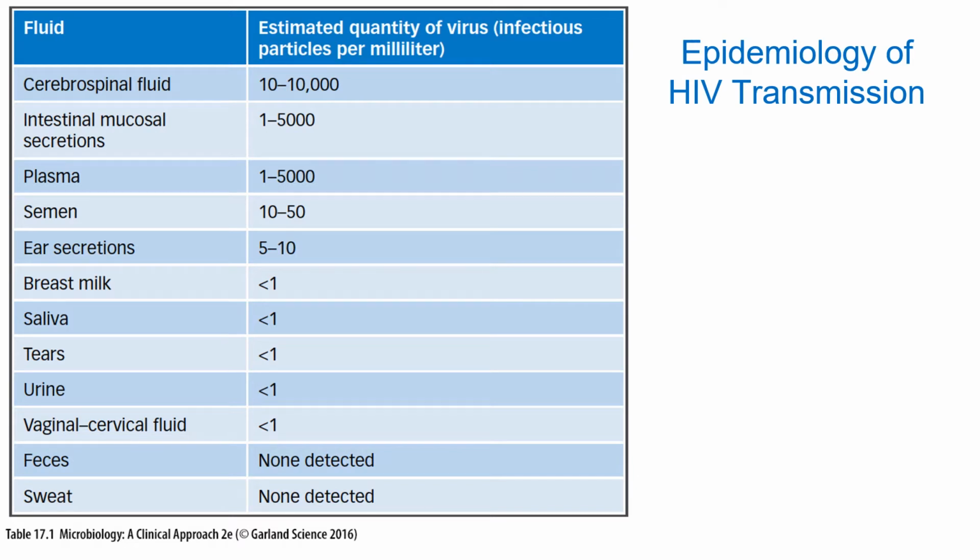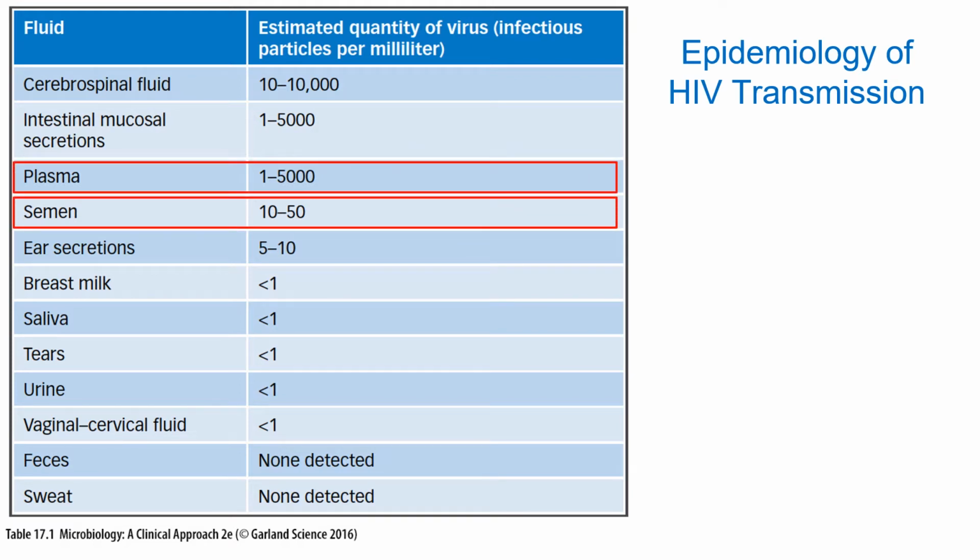So let's take a look at the epidemiology of HIV transmission. The virus itself is infecting these CD4 cells. These are immune cells, of course. They're found in the blood and the lymph. If you take a look at this list, it's found in the spinal fluid, the intestinal mucosal secretions, and the most important bodily fluids are the blood plasma and semen, in that the virus is found in significant amounts. Also found in ear secretions, but not usually a risk for infecting other people. So what are the consequences of this?